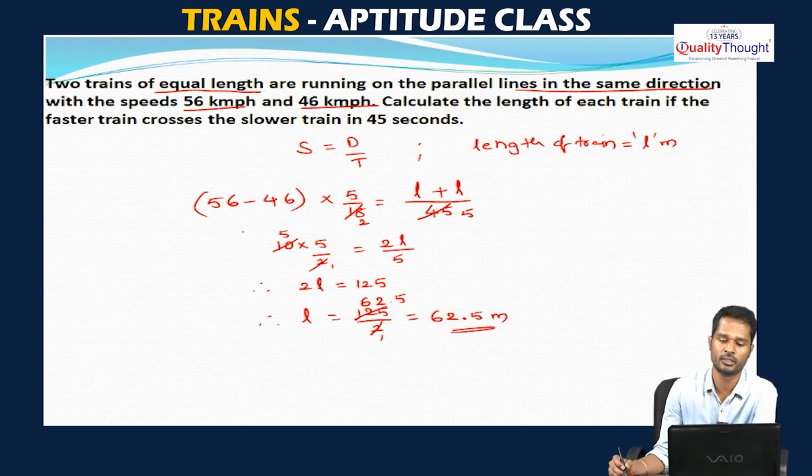See, here we didn't do anything new. As both the trains are moving in the same direction, subtract their speeds and multiply with 5 by 18 to convert into meters per second. And in place of distance, write the length of both trains, L plus L, because the question only said the lengths of the two trains are equal. So L plus L by the time taken, 45 seconds. It is 125 when you add the lengths of the two trains. So the length of each train is 62.5 meters.